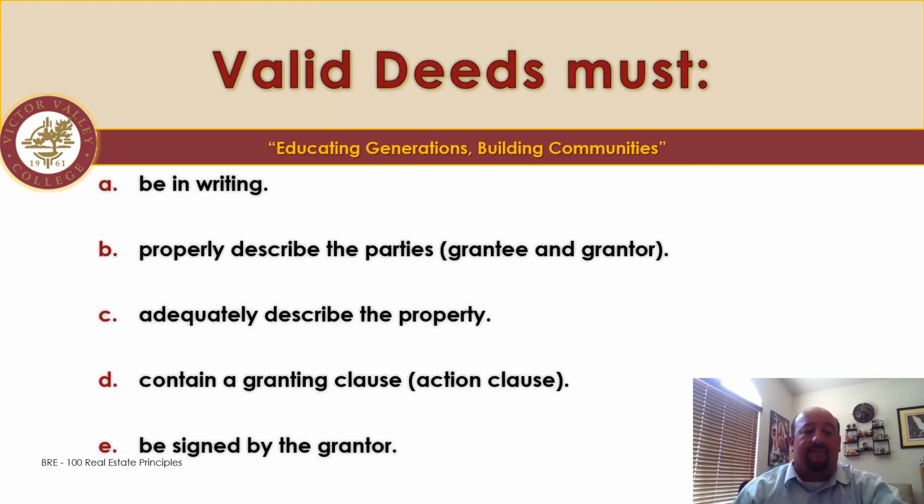Now, in order to be valid, deeds need 5 things. They need to be in writing, describe the parties, describe the property, contain a granting clause and an action clause, so what's happening to the property, and be signed by the grantor. So it does not need to be signed by the person receiving the property. As a matter of fact, they never are. And the second thing is it does not have to be recorded in order to be legal. However, if you have any type of loan on a property, that deed must be recorded.